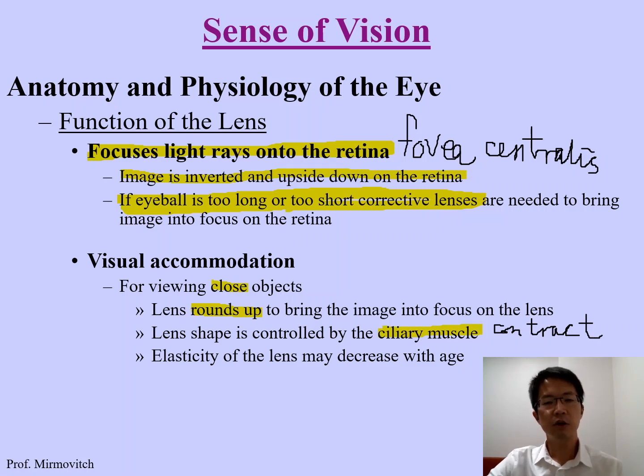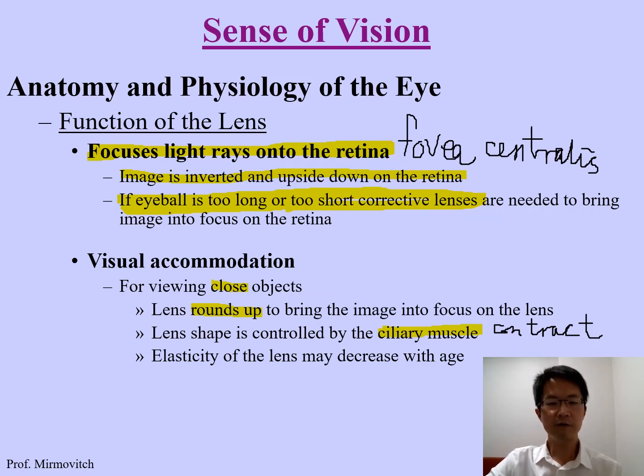Contraction of the ciliary muscle will relax something called the zonular fiber. This zonular fiber connects the ciliary muscle with the lens, meaning that the zonular fiber is in between the ciliary muscle and the lens. So when the ciliary muscle contracts, it gets closer to the lens, and that relaxes the fiber. Then the lens can bounce back to its original shape, which is more spherical, or you can call it rounded up. In this case, we can see closer objects.